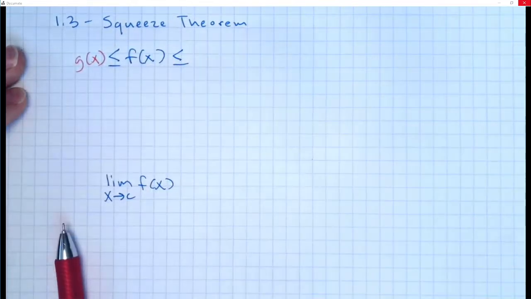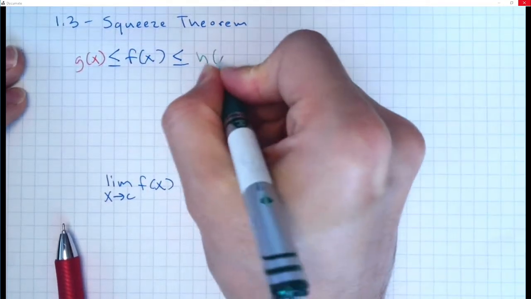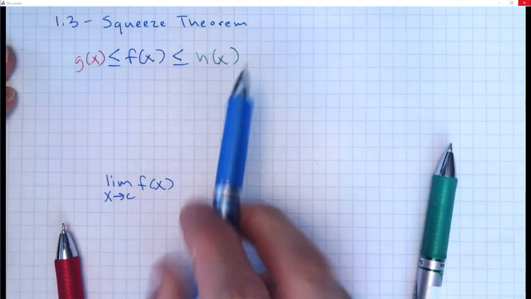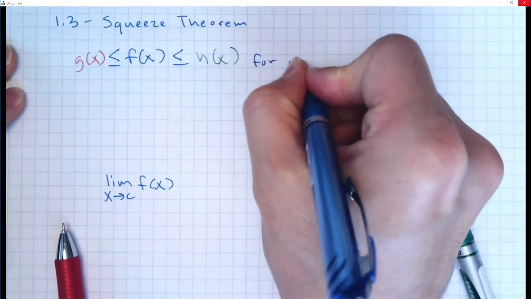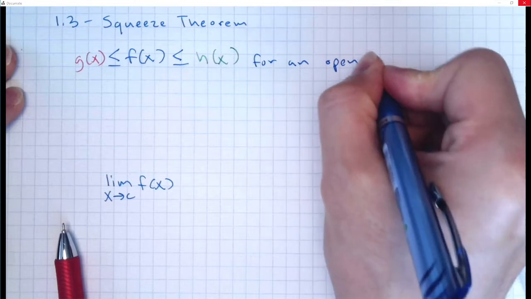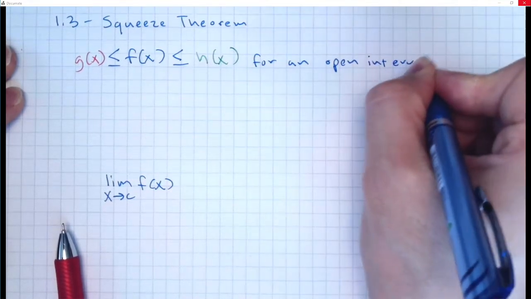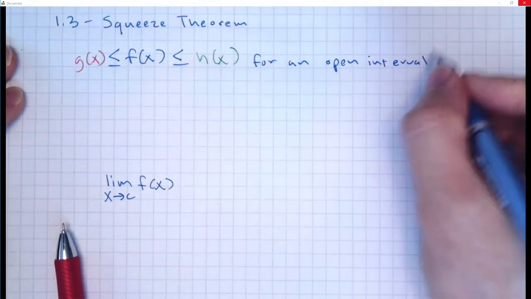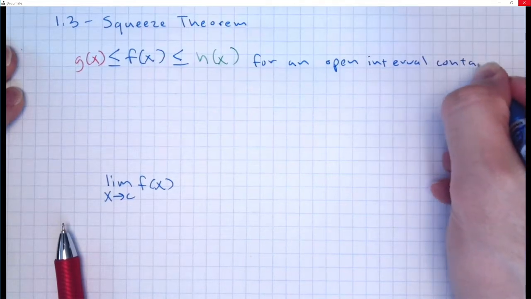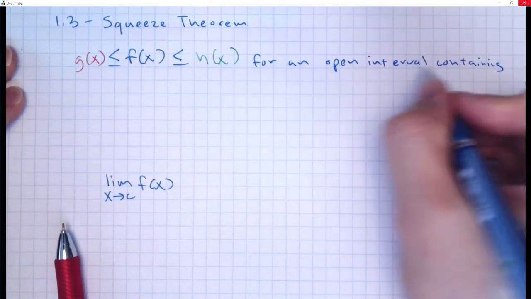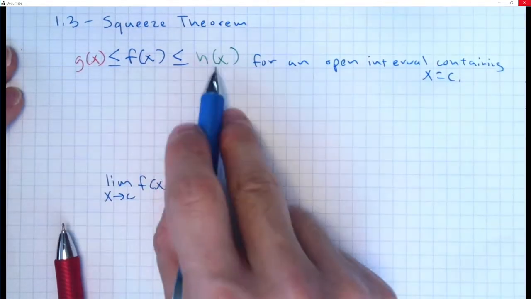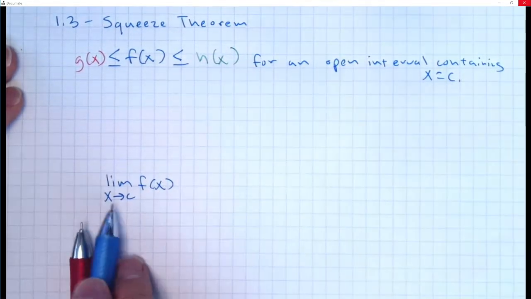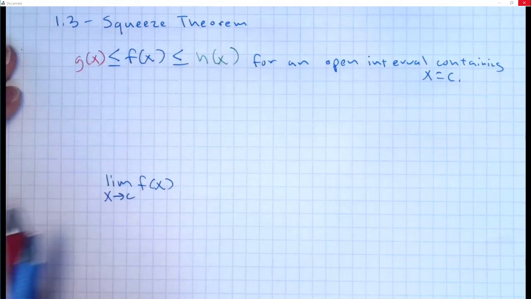with a g of x down here and an h of x up here. And this just has to be true for an open interval, just some interval, containing x equals c. So it doesn't have to be for all values of x, just for an interval containing this x equals c.